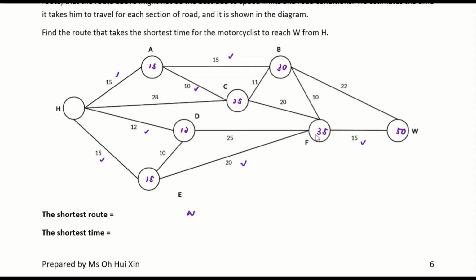Then backtrace it: you have F, then E, and then H. So from home, you go to E, go to F, and then go to W. When I add up the time, I have from H to E 15 minutes, then E to F 20 minutes, then F to W also 15 minutes. Oh sorry, I'll add that in your handout as well. I forgot to write down the unit. We'll treat it as minutes, so 15 minutes.